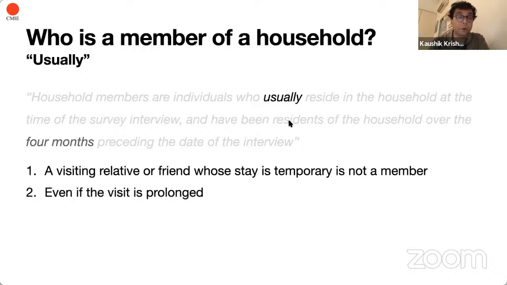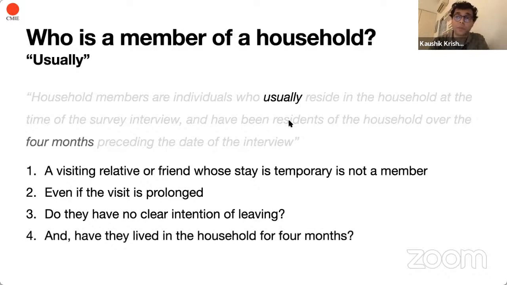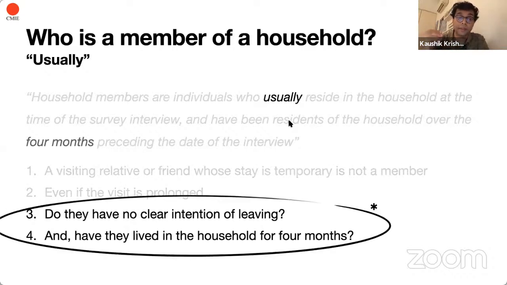Even if they're here for a prolonged period of time, you might have an aunt that's moved in with you because of COVID. You might have a friend that's moved in with you because of a job loss. What matters is, do they have an intention of leaving? And have they lived in the household for 4 months? The people who usually reside in the household are people who don't have a clear intention of leaving and who've lived in the household for 4 months.